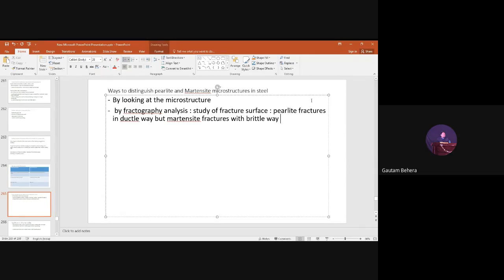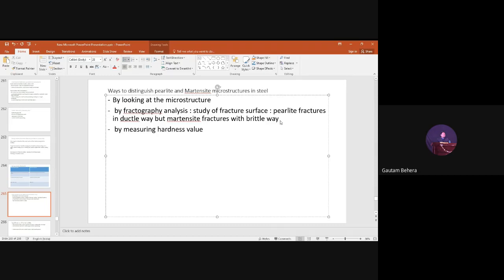So in perlite, you will have dimples. Where there is martensite, it will basically have facets. This fractography study is done with the help of SEM, scanning electron microscope, right? This is an electron microscope. And the next thing you can measure is the hardness value also. Obviously at the surface the hardness will be more because martensite will be there.